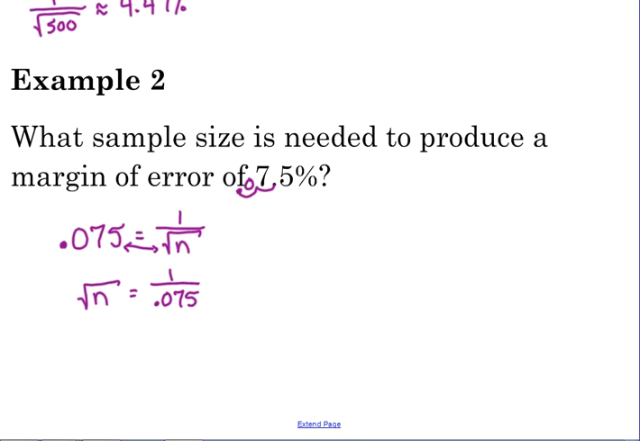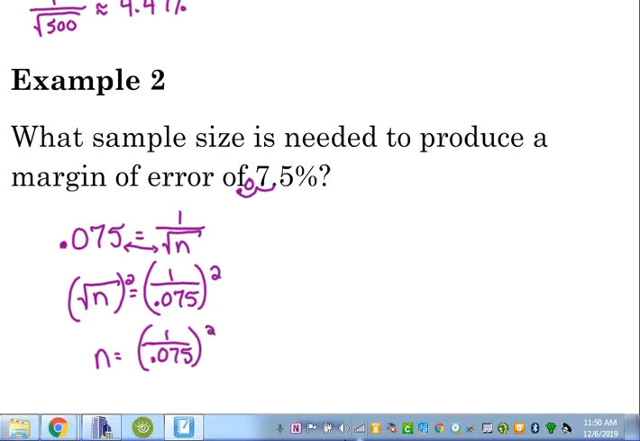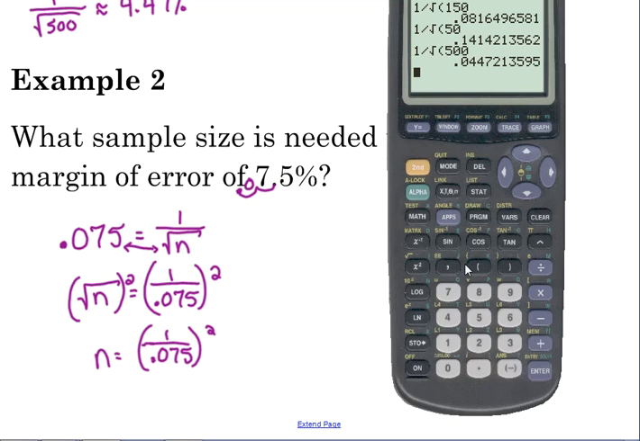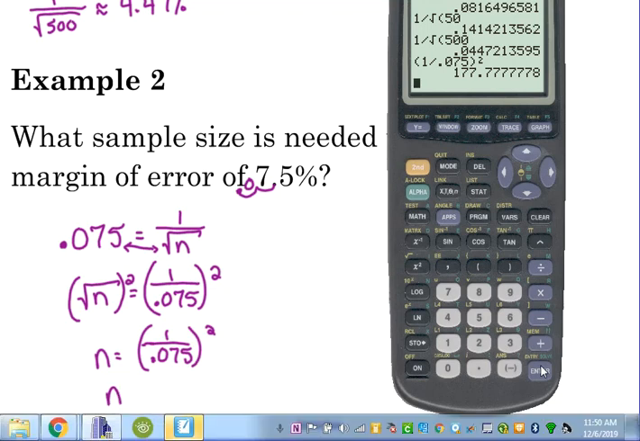What's the opposite of square rooting something? Squaring. So we're going to square both sides. So our sample size is equal to 1 over 0.075 squared. So we go to our calculator, put it in just like we see it. And we are talking about sample size, so we're going to assume we're talking about people or animals. We're talking about something, and we're not going to talk about 7/10 of one of those, so let's just round that to the nearest whole number.